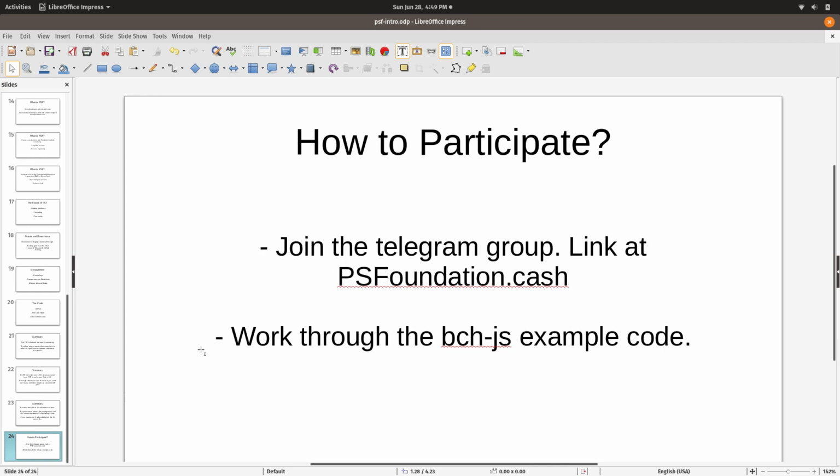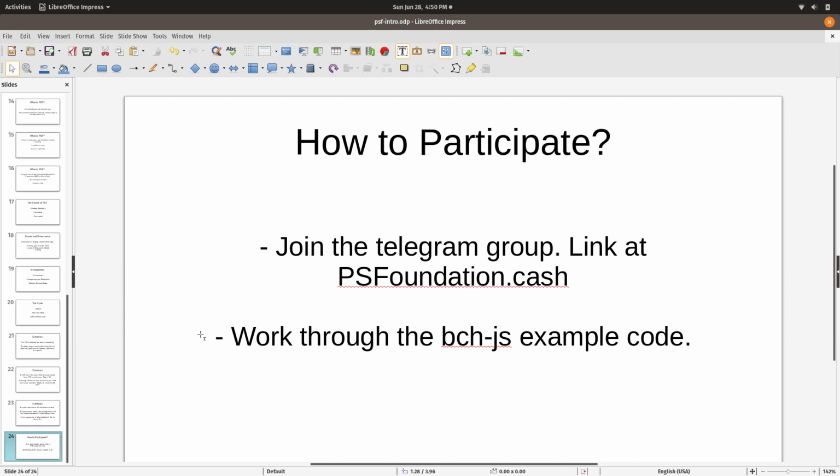So how can you participate? Couple actionable things you can do. Go to psfoundation.cash, scroll to the bottom, you'll see a link to our Telegram group. Get in there and start chatting, but also be forewarned, we're not going to talk about price, we're not going to talk about philosophy, we're not going to be tribal. We're JavaScript developers building tools, solving hair on fire problems. That's the focus, and we're not going to get bogged down by anything else.